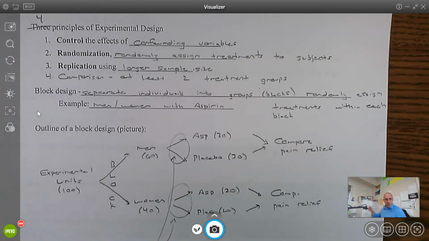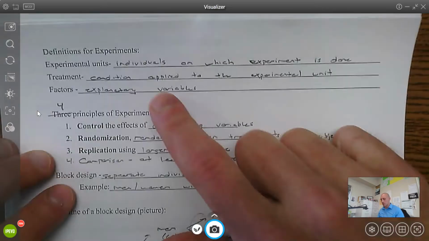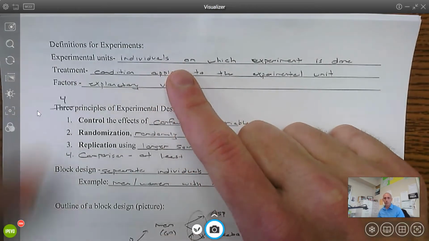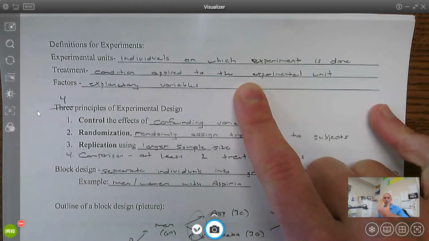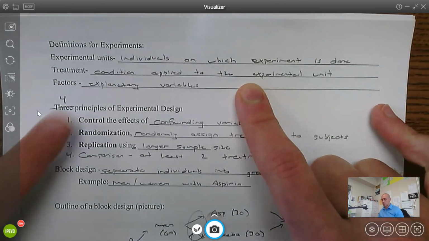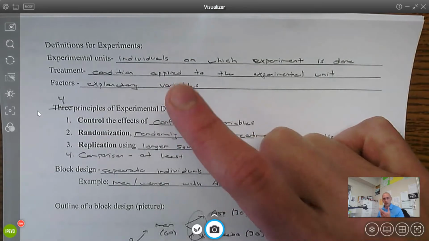All right, so building on experiments a little bit more, we have experimental units or subjects. Those are the individuals on which the experiment's done. The treatments is what you're applying to those subjects. And the factors are the explanatory variables. What are you controlling in the experiment?